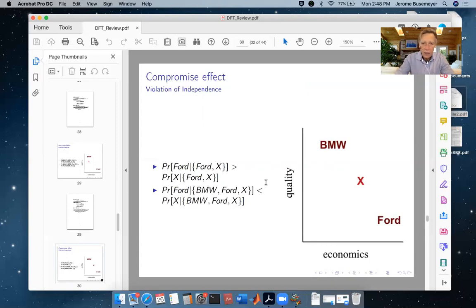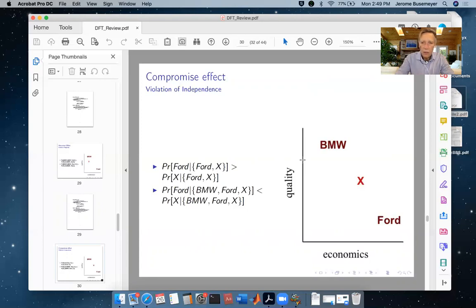Now this compromise effect also violates some heuristic models of choice, like the take the best model. Gerd Gigerenzer likes to use the take the best model. The way it works is, sometimes we call it a lexicographic model, you focus on the most important attribute. Now let's suppose the most important attribute to you is quality, and then you take the best alternative on the most important attribute. Well, that means you take the BMW.